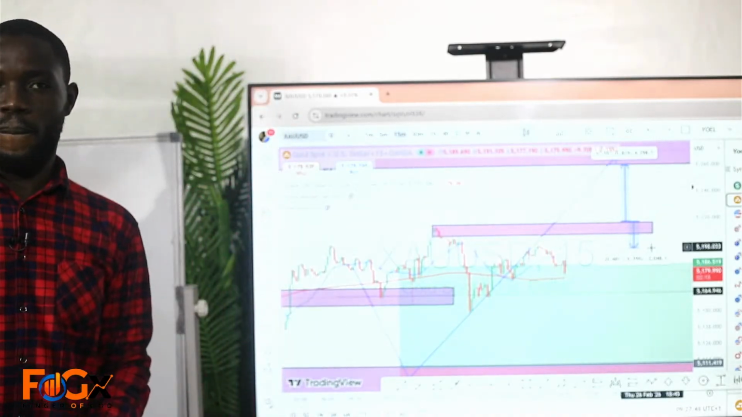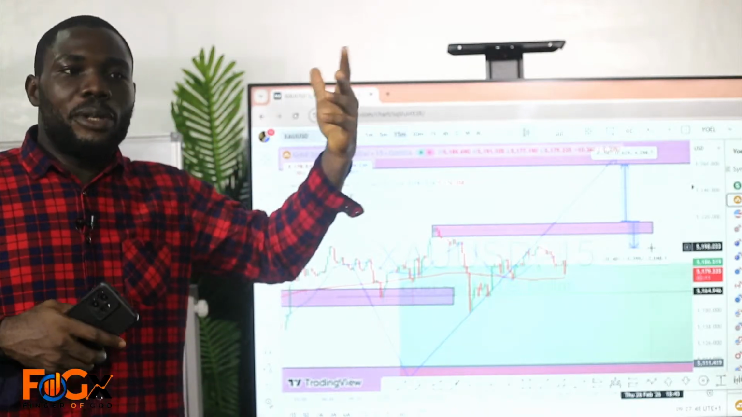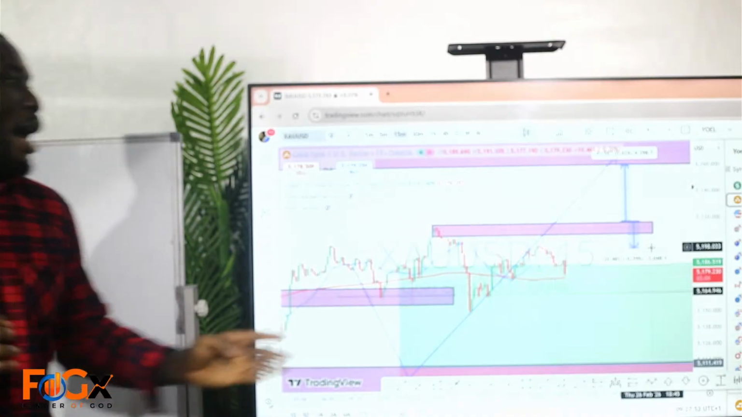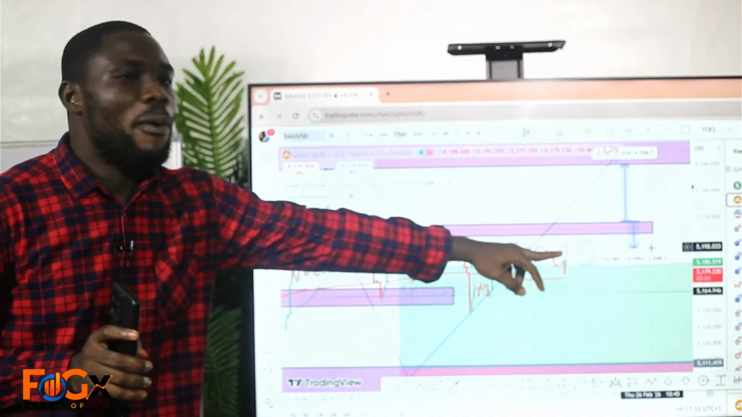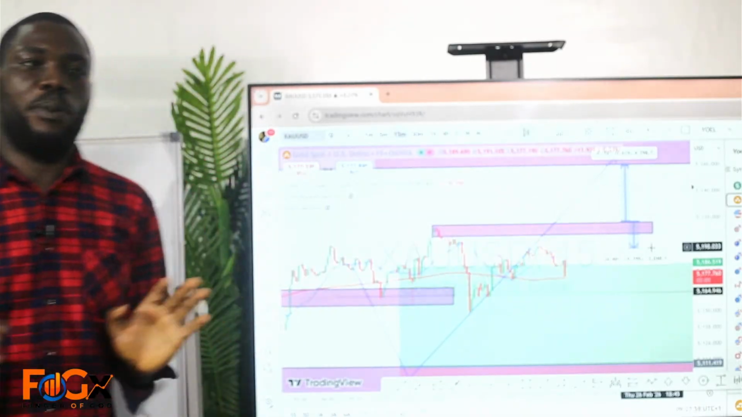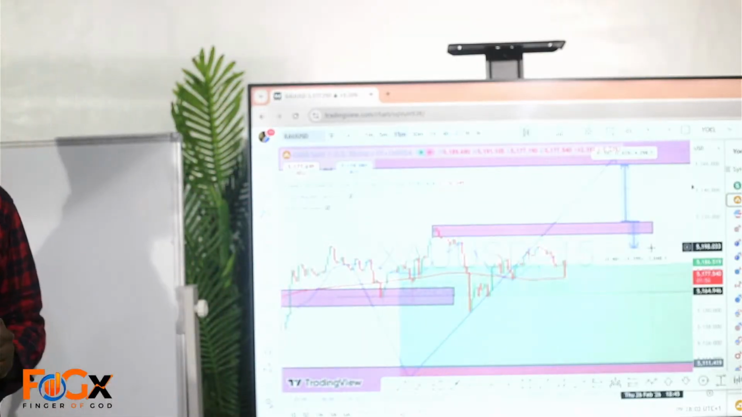So I don't know if you understand what I'm doing. I'm just playing out a setup that can potentially happen in the future, and I'm already marking out where I will put my stop loss, where my entry will be, where my TP will be. If price comes back here now, I can start looking for something.